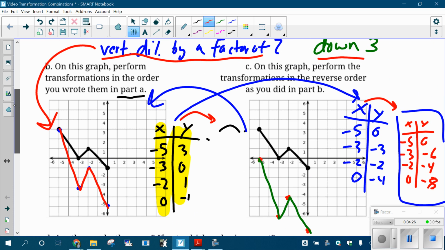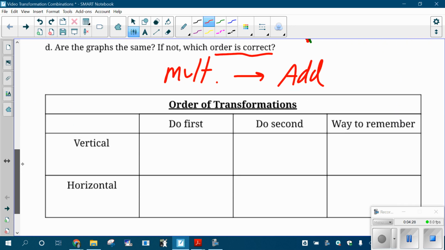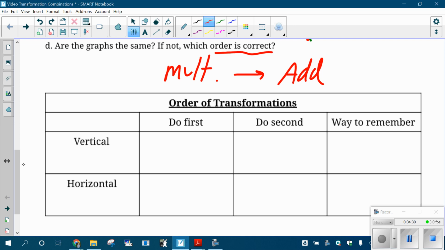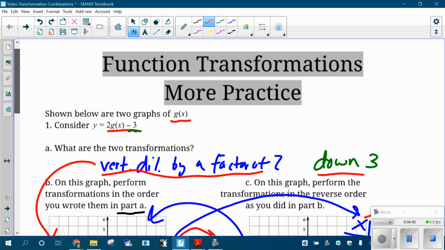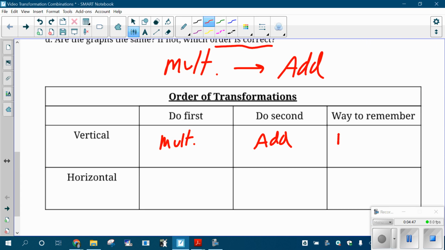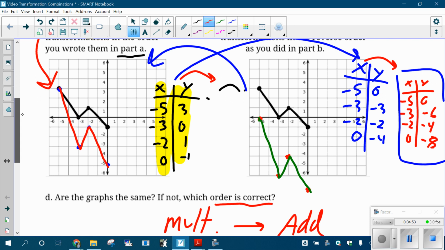this case, okay? So if you're talking about vertical transformations, what do you do first? You do the multiplication. What do you do second? The addition. Why? Because you always do multiplication before addition. Go back to first grade. You guys were probably in preschool when you learned that. You're so smart. How do you remember it? It's the order of operations. It's good old-fashioned PEMDAS. You do multiplication, and then you do addition. You do the stretch, and then you add.